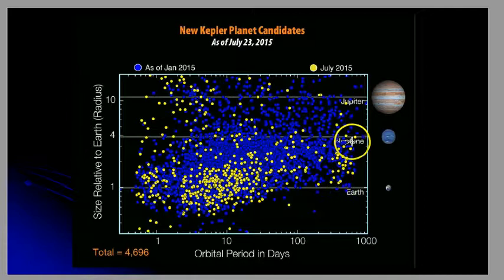Neptune is 4 times as big, Jupiter 10 times as big, and you can see a lot of exoplanets. There are a good number of exoplanets that are big, but then there's this vast number in here that we're finding that are comparable to us or Neptune.